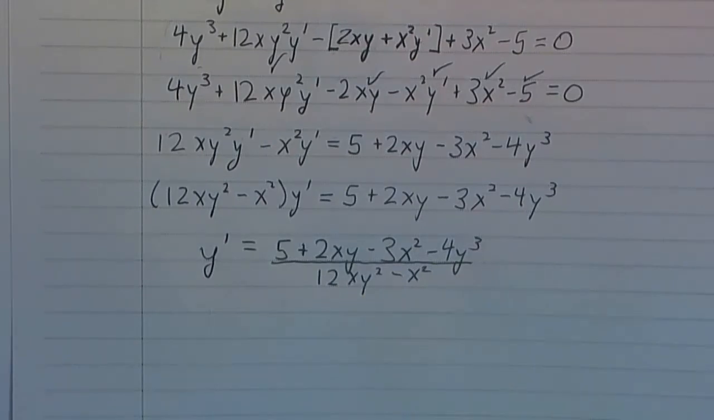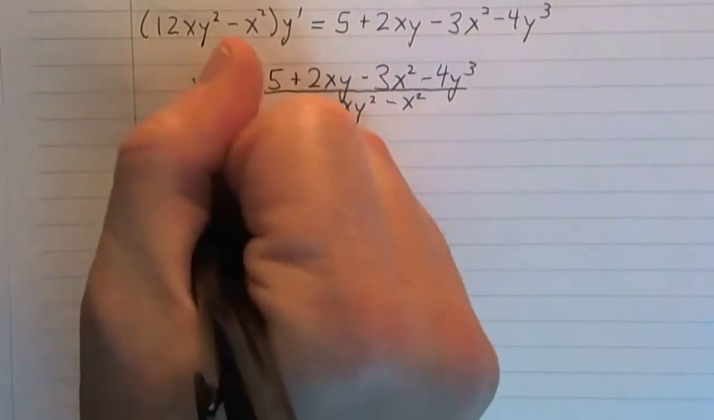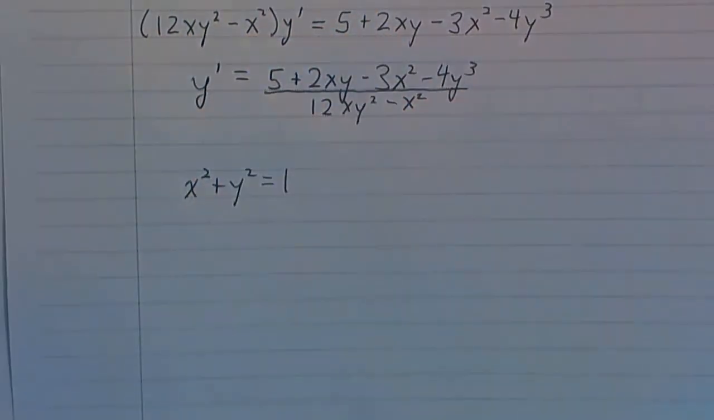Okay, now, so there's a couple of examples of how we use implicit differentiation. Now, with implicit differentiation, you can also find the second derivative. So, for example, let's go back to this problem we looked at earlier. We've got x squared plus y squared equals 1. And what I want to do now is find the second derivative. So I want to find y double prime.